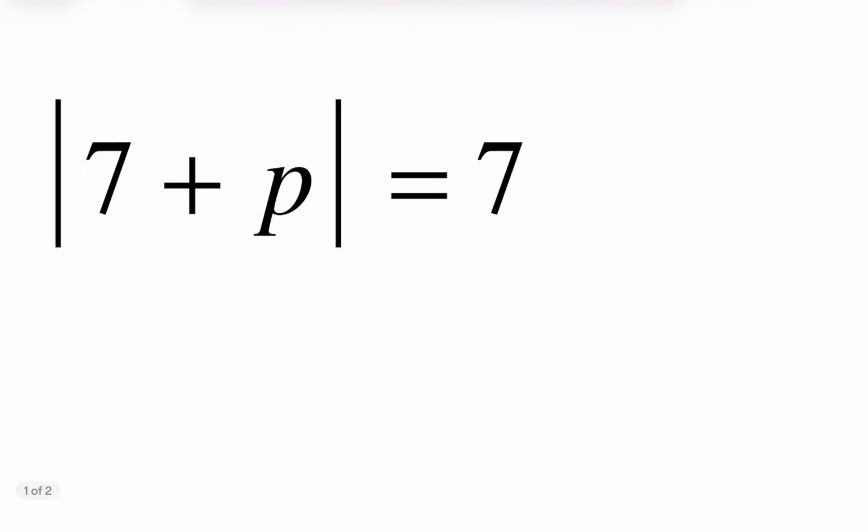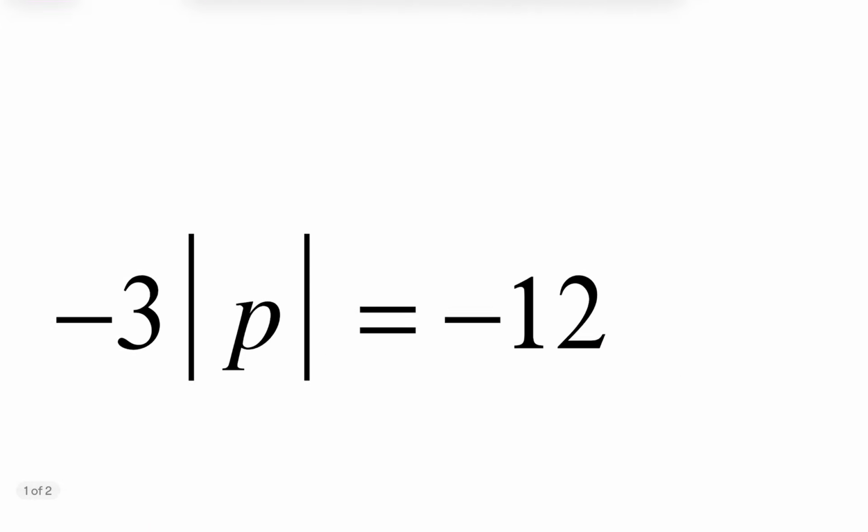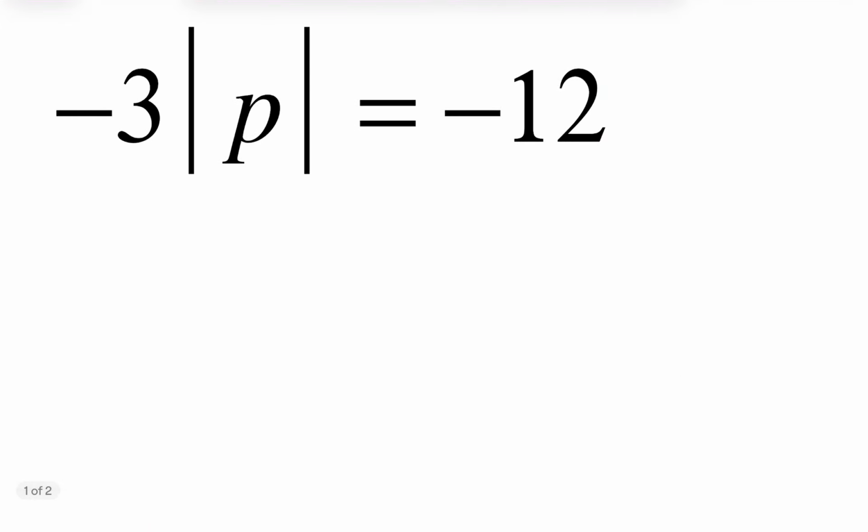One last one here. Okay, in this example here, we have a number outside of the absolute value. An important rule is before you separate into two equations, you need to make sure that the absolute value is all by itself, nothing else on that side of the equation. So how can we do that? Well, this -3 is being multiplied by the absolute value of p. So we need to divide by -3.